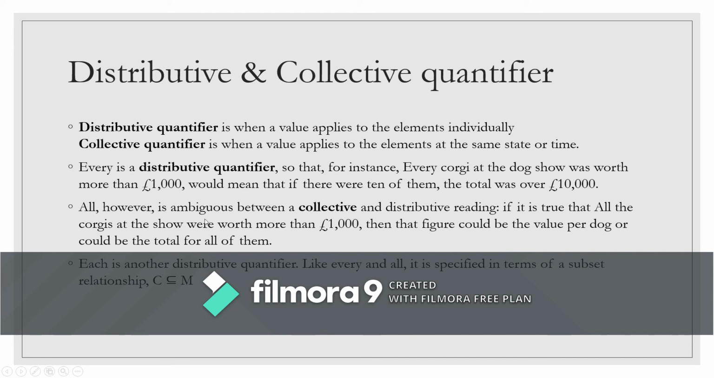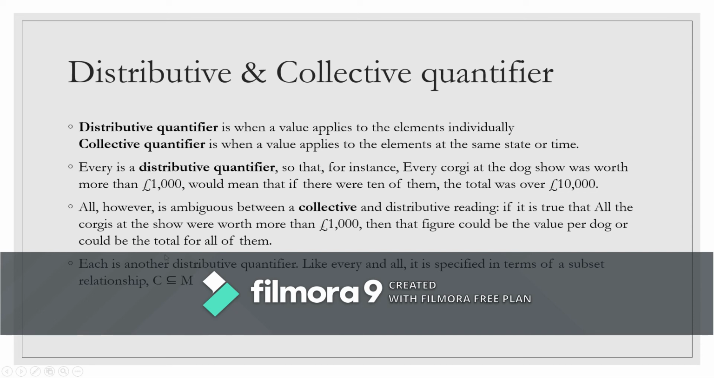All, however, is ambiguous between collective and distributive because collective means this. If it's true that all the corgis at the show were worth more than 1,000, then that figure could be the value per dog or could be the total of them. As we saw before, every is distributive because it's talking about the value per dog, while all can be collective or distributive, because it can explain value per dog or the total for all of them.